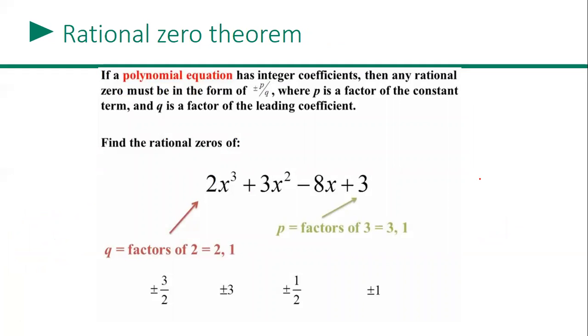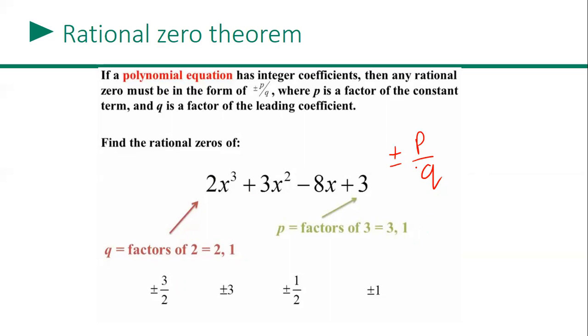All right, now we're talking about the rational zero theorem. If a polynomial equation has integer coefficients, then any rational zero must be in the form of plus or minus p divided by q, where p is the factor of the constant, so your last term without a variable, and q is the factor of your leading coefficient, the number with the highest power. So when you're determining what your possible rational zeros are, it equals plus or minus p divided by q. So p over q.